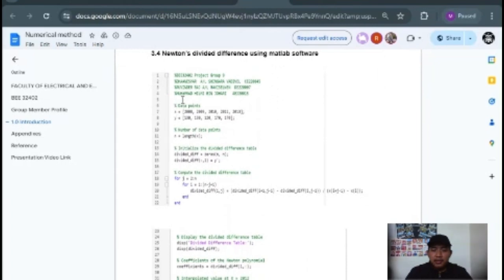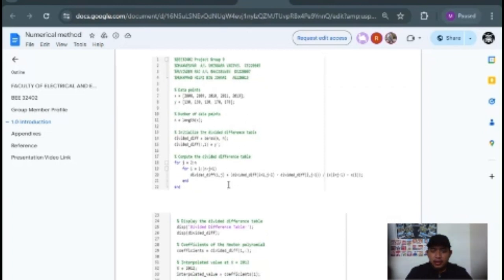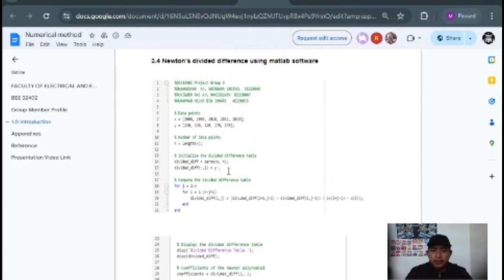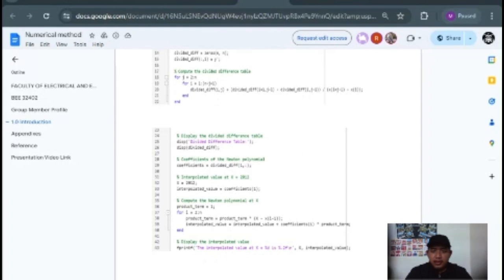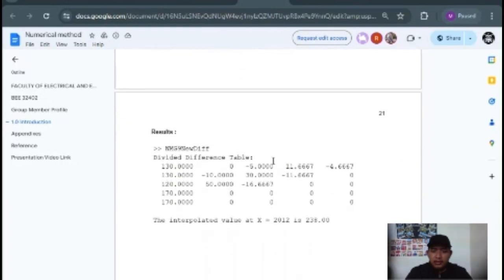And then we follow to the second method, which is Newton divided difference. Using the same method as before, we input the year and the number of accidents, but we change the coding for the language to Newton divided difference. Once the coding is done, we got the result here, which is the table, and the result for 2012 is 238.